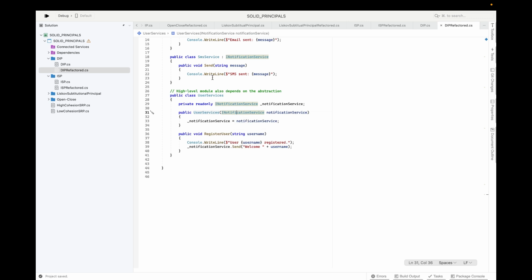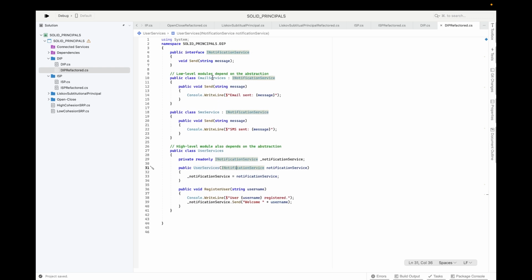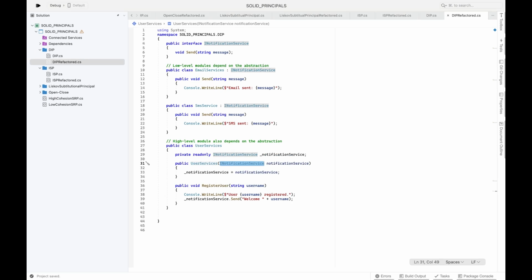If any new modification appears, like a push notification method, then it will use that abstraction also, and there will be no change in my user service class because my user service class is totally depending upon this interface. This is how the dependency inversion principle works, and it totally depends upon the abstraction.